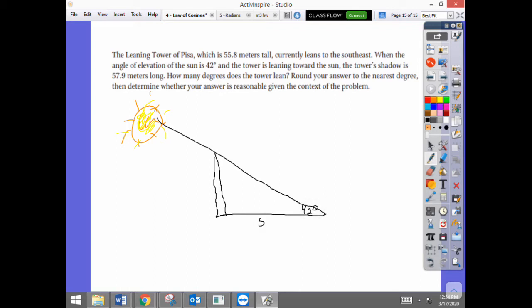The shadow is 57.9 meters. The tower is 55.8 meters. Okay.